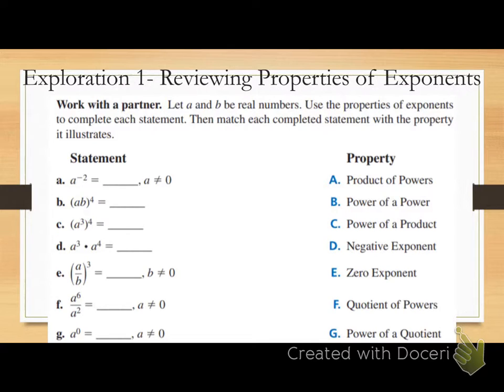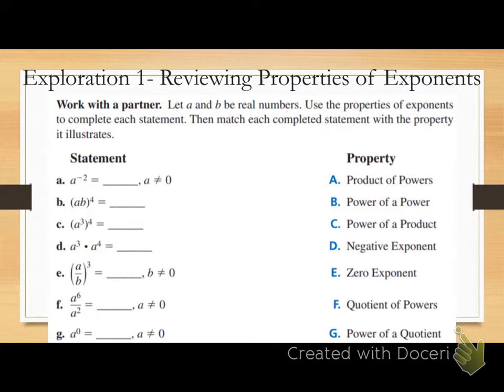So I'll do letter A with you to show you what I want you to do, because my other class was kind of confused when I just told them to do it on their own. This is like a review of the properties that you learned in Algebra 1. If you're in my class, you did learn these, believe it or not, whether you remember them or not. But we did go over these.